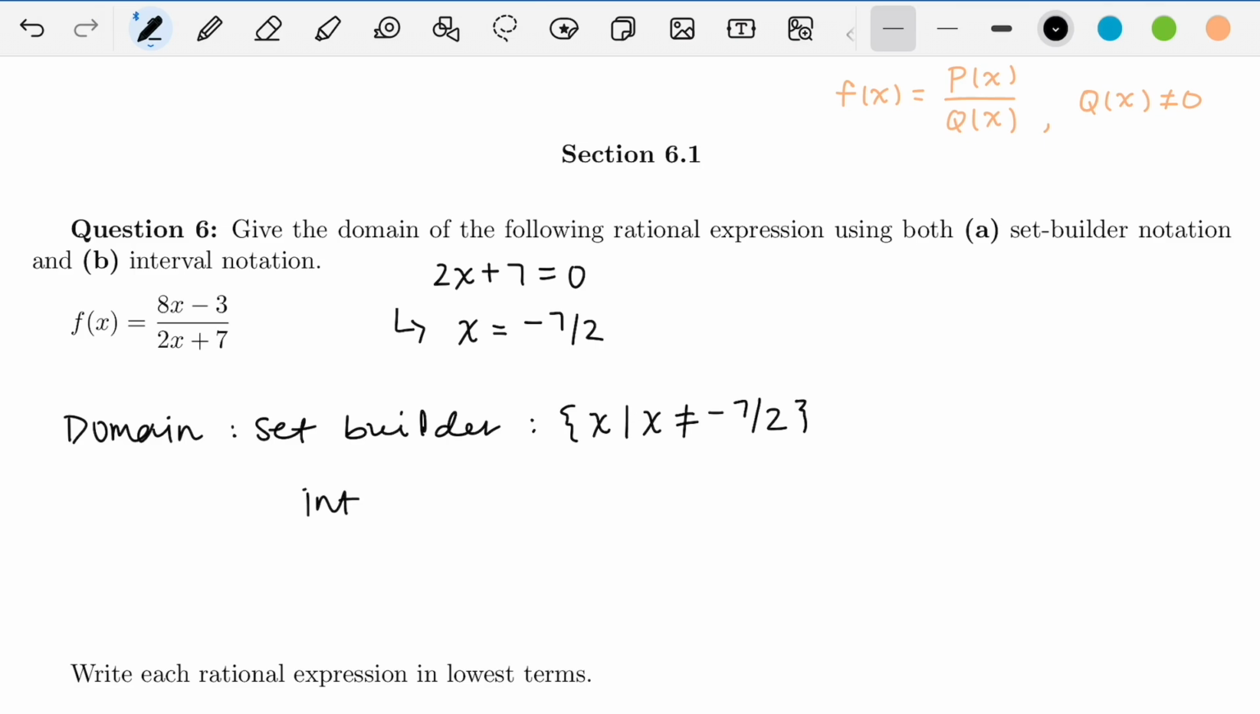And then in interval notation, we're a little more familiar with this here. We're going to say all real numbers except minus 7 over 2. So this will be from negative infinity up to minus 7 over 2, but not including it. And then union minus 7 over 2, not including that guy, all the way up to positive infinity.